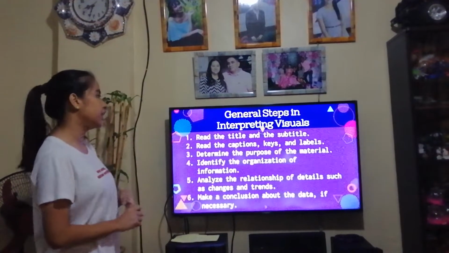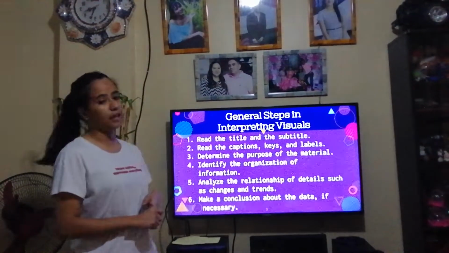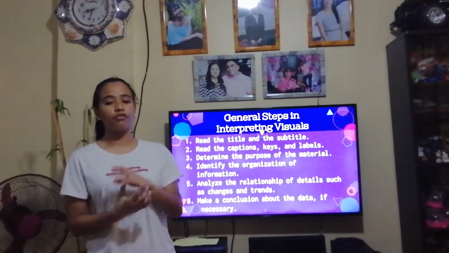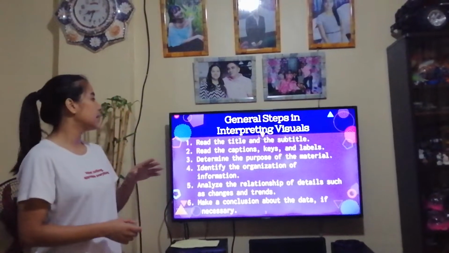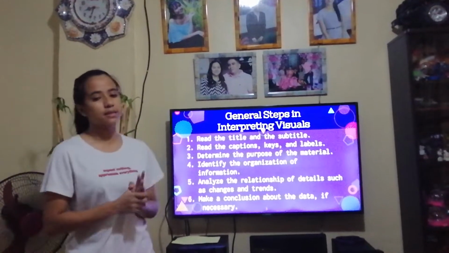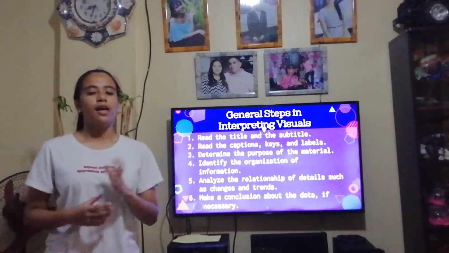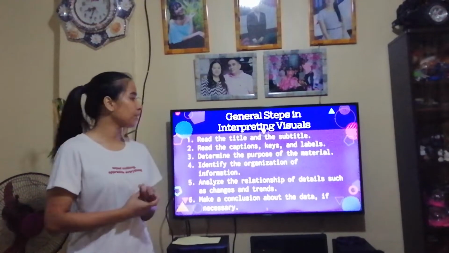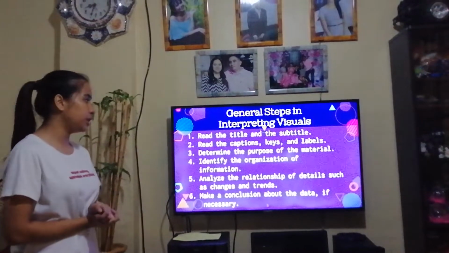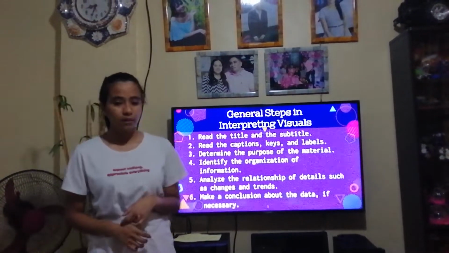Step 2. Read the captions, keys, and labels. It is important in a graphic visual because captions, keys, and labels are the things you will interpret in a graphic visual. Step 3. Determine the purpose of the material.